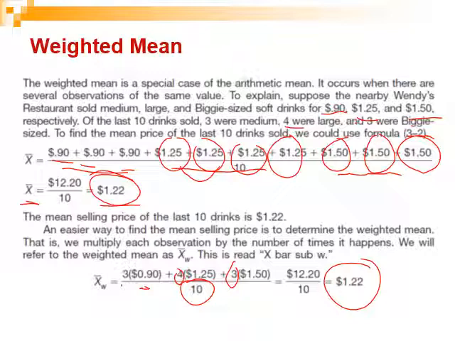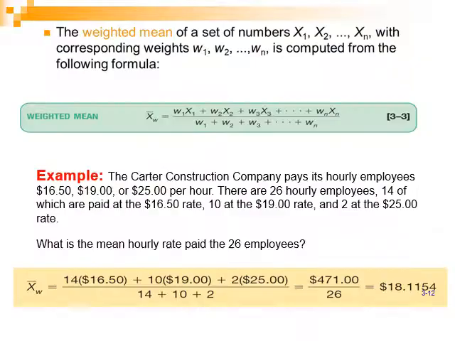So we have a rule for the weighted mean, which is denoted by x bar w, equal to w1 x1. This means weight 1 multiplied by the first observation, plus weight 2 multiplied by the second observation, up to weight n multiplied by the nth observation, and divided by the sum of the weights.